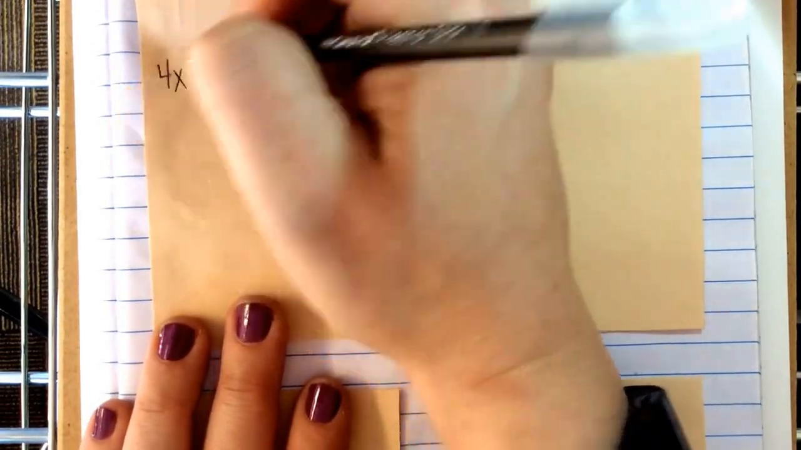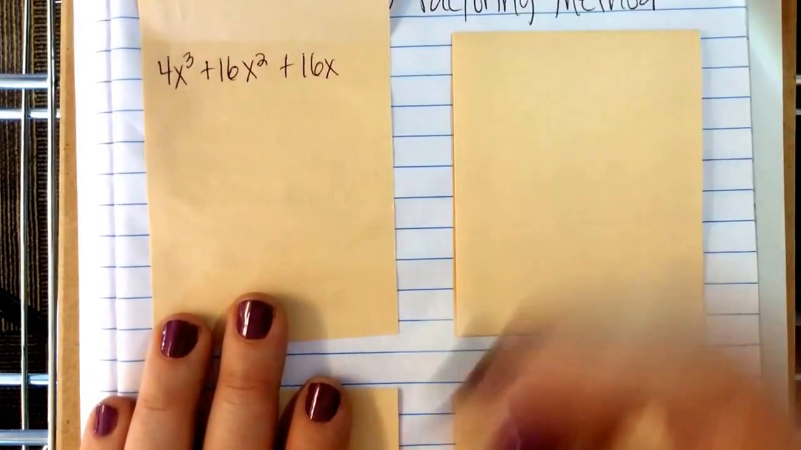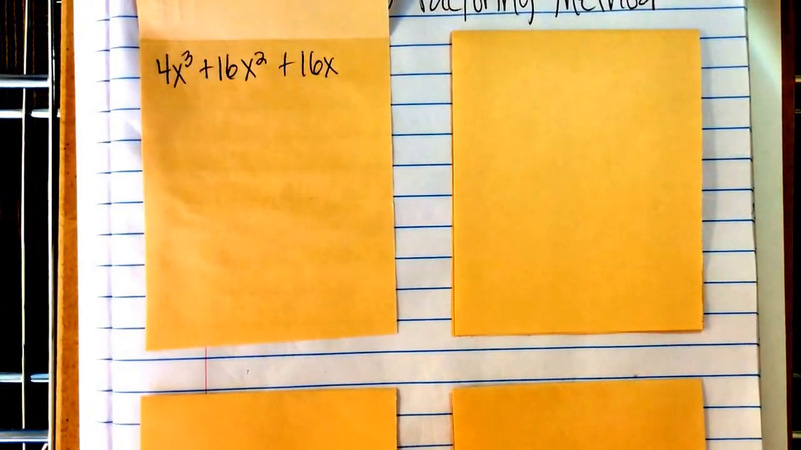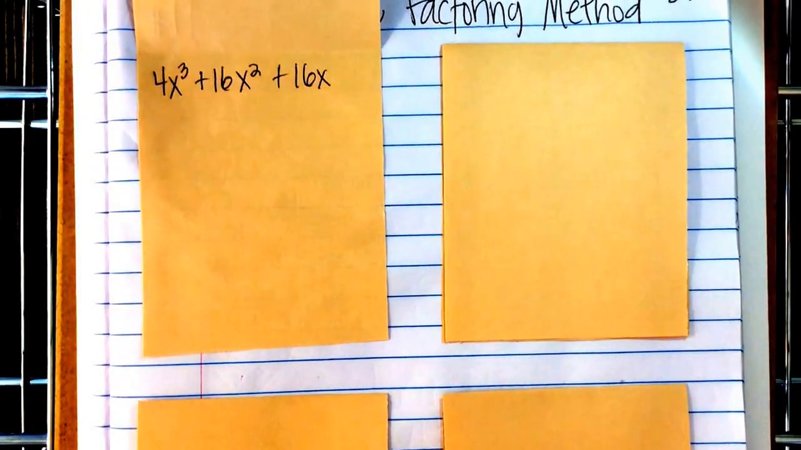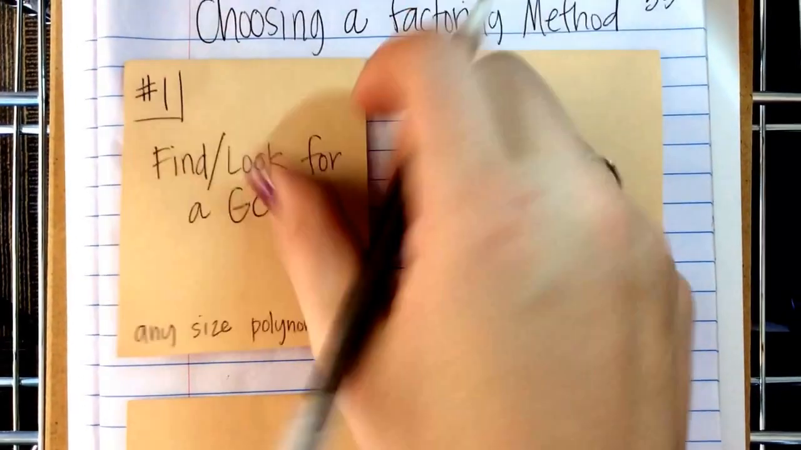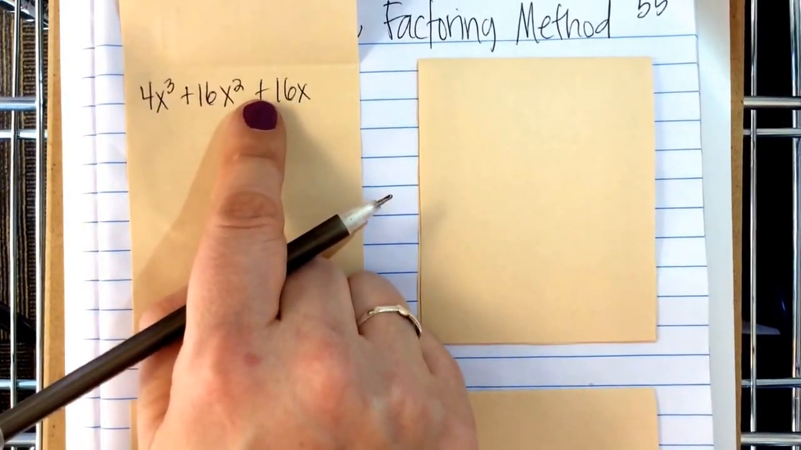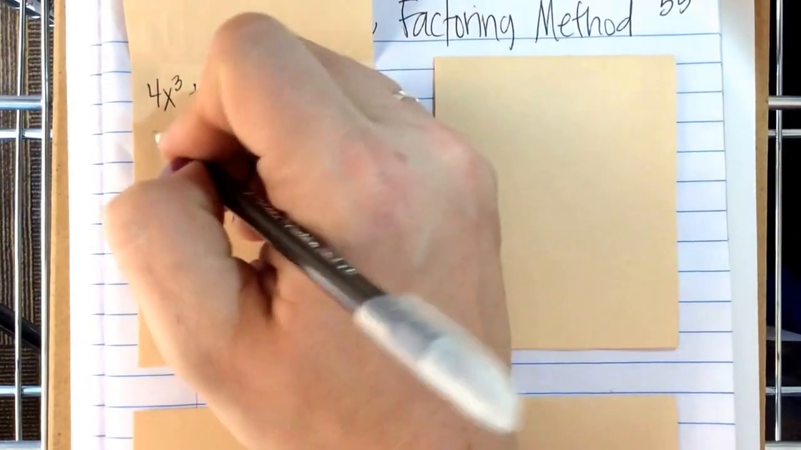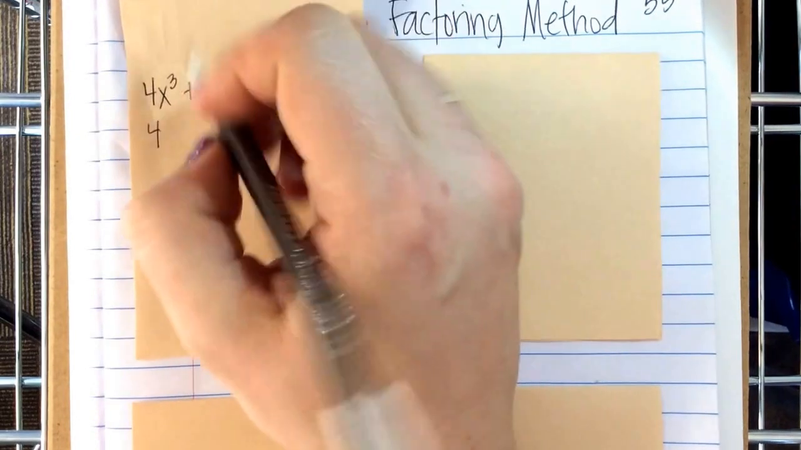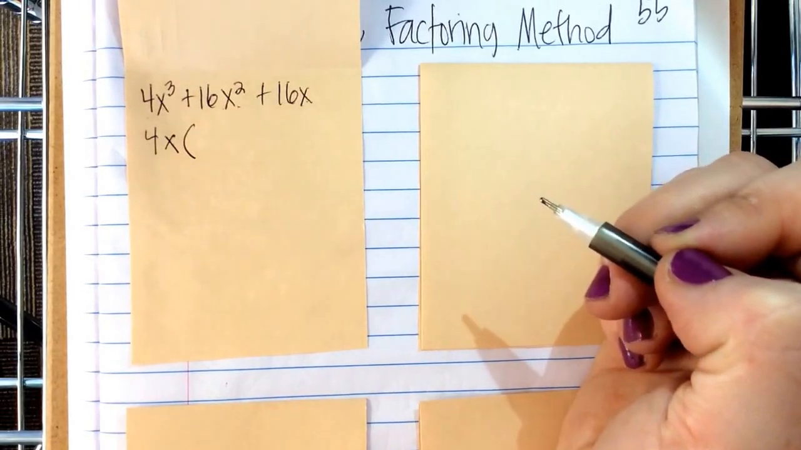If I gave you the problem 4x to the third plus 16x squared plus 16x. Before you start factoring, before you think, oh, I'm going to do one of those methods, X box or the grid or any of that stuff, right? The first thing you do is look for a greatest common factor. So what do they share? 4x. All of them can be divided by 4, and they can all be divided by x. So we factor out the greatest common factor.